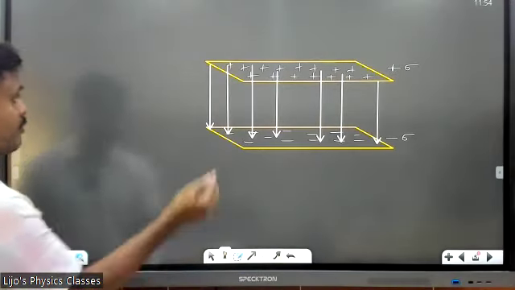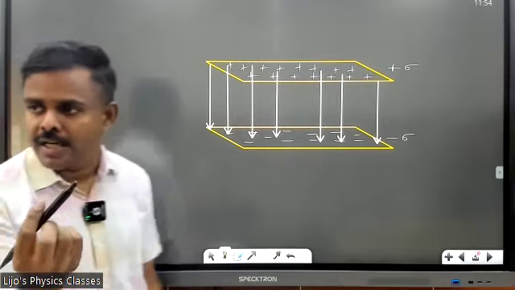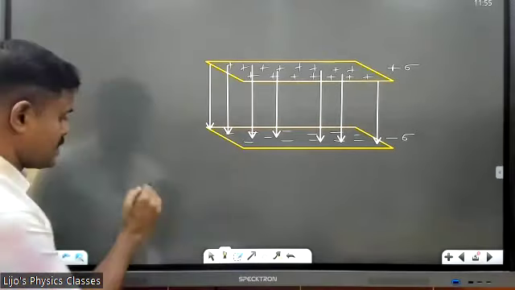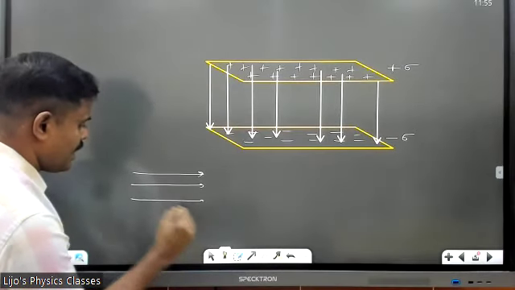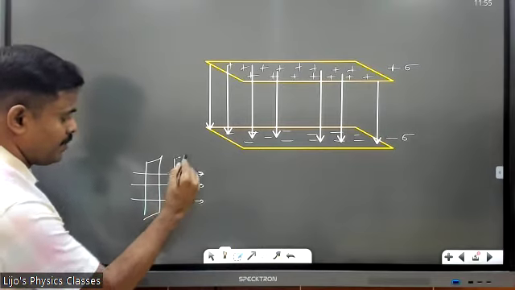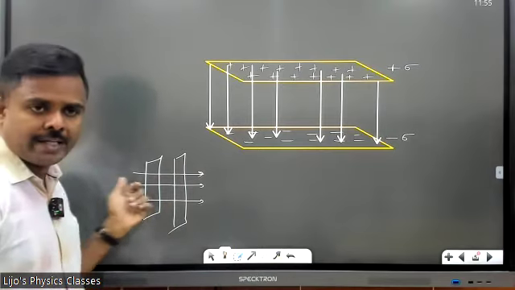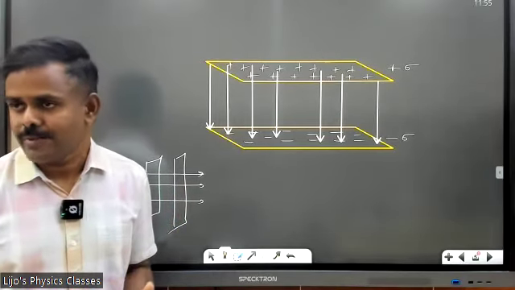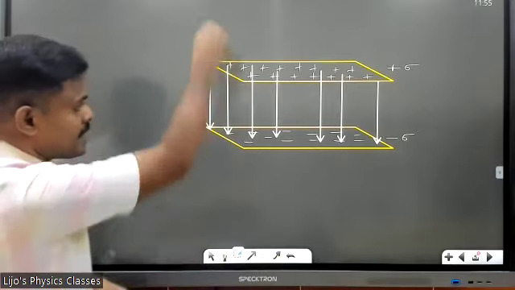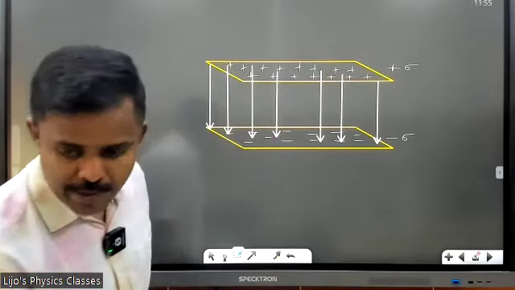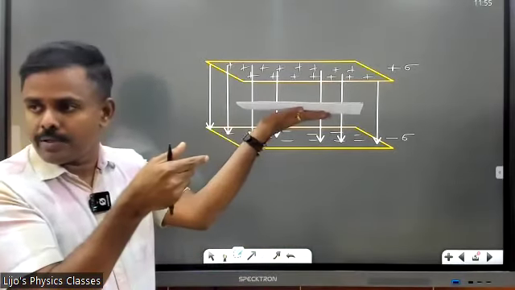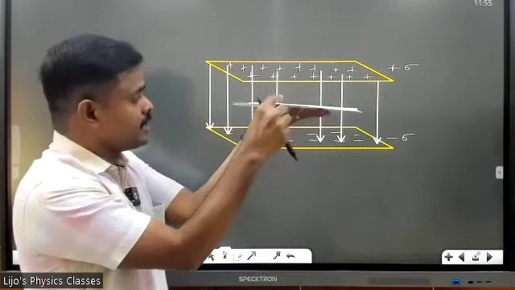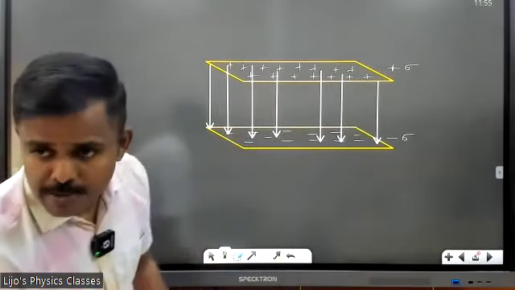We learned different shapes for equipotential surfaces. For a point charge, it is a spherical surface. For a uniform electric field, any surface held perpendicular to the field is an equipotential surface. So for this one, these are my field lines, and I must draw something perpendicular to them. Electric field lines are coming straight down, so the equipotential surface must be perpendicular.